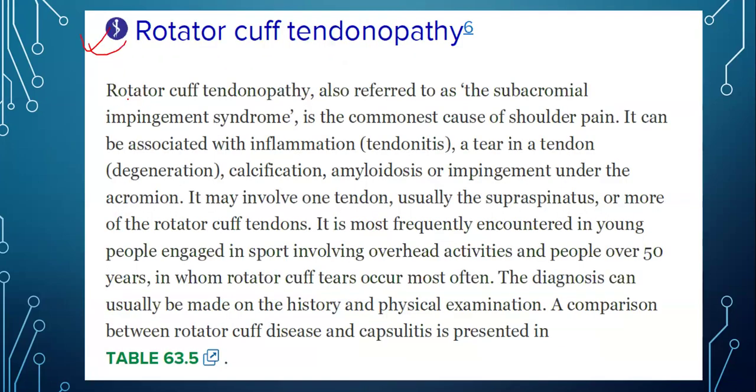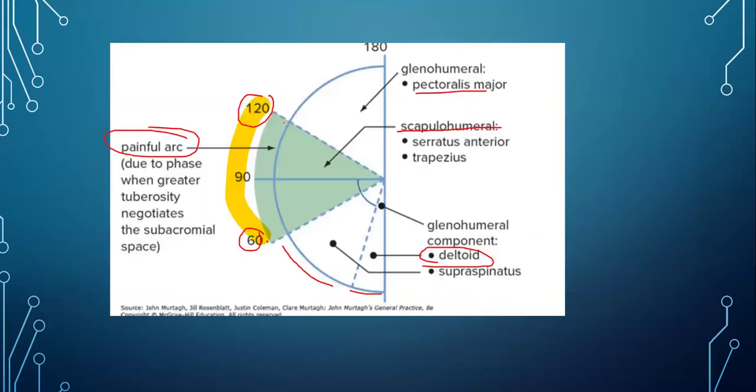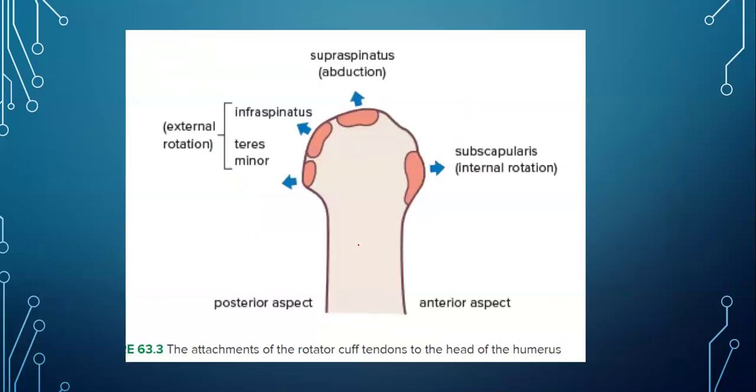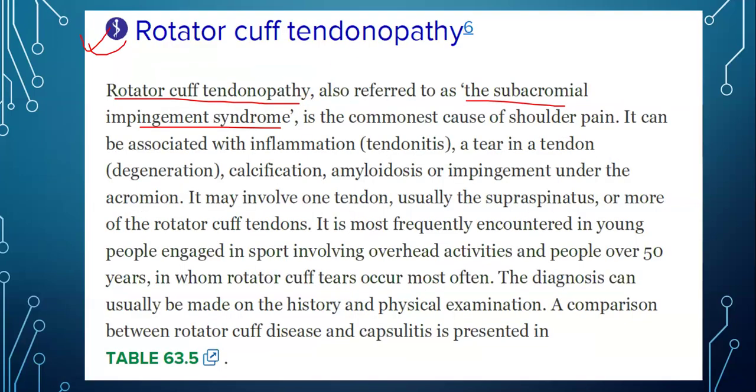Now, coming to the important one, which is rotator cuff tendinopathy, and that is also called subacromial impingement syndrome. As you can see, they are mainly referring to the supraspinatus tendon, because the supraspinatus tendon is the main tendon which can get pinched in the subacromial space. So it is the commonest cause of shoulder pain. The tendon can get inflamed, causing tendonitis, there can be a tear in the tendon, it can be calcified, a lot of things can happen, but the most common is supraspinatus tendon injury.